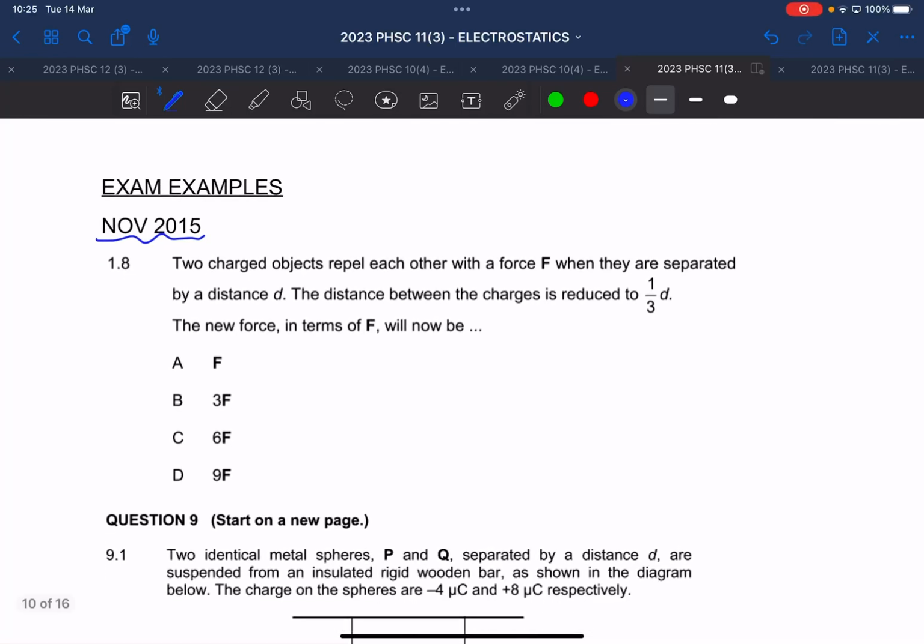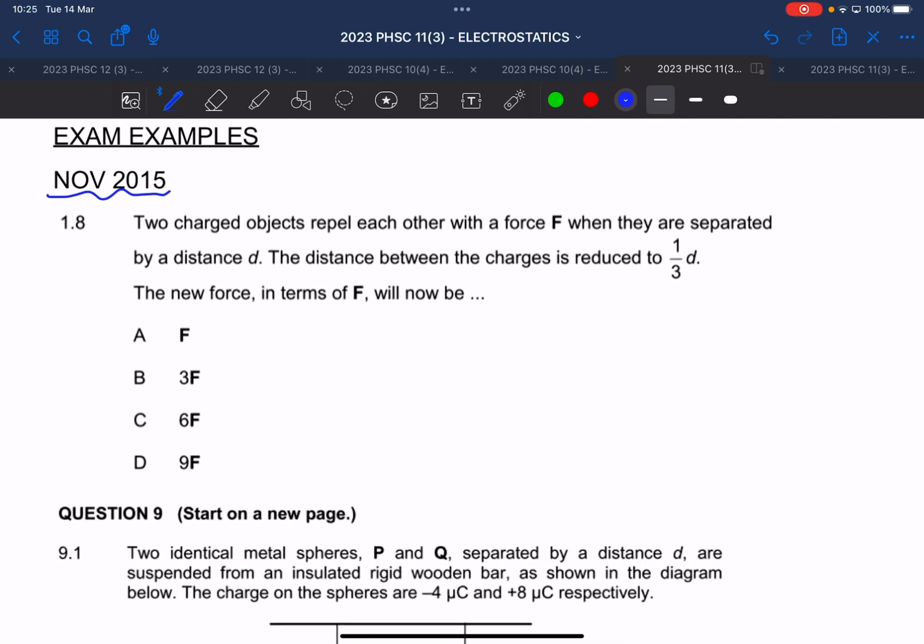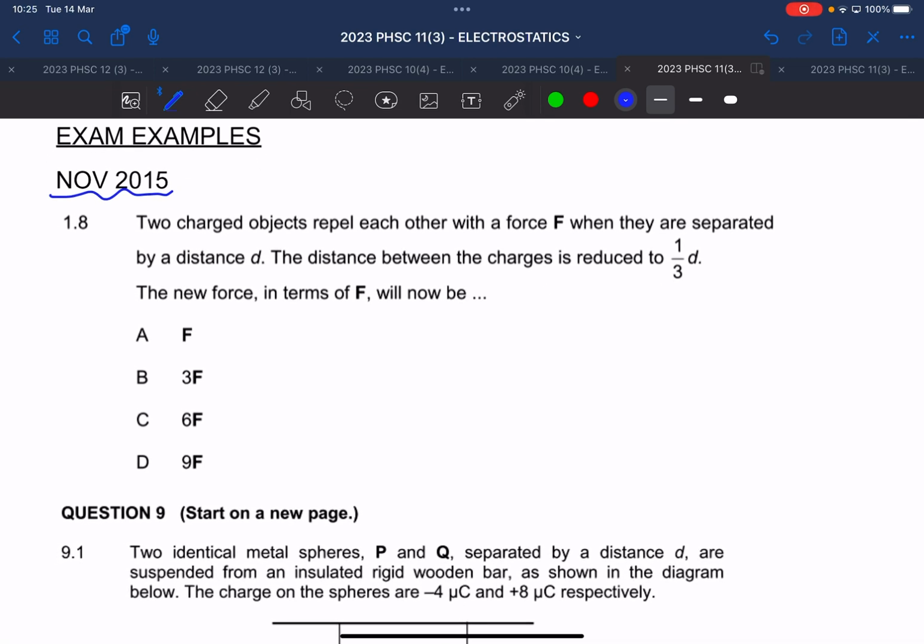So it says, two charged objects repel each other with a force F when they are separated a distance d. The distance between the charges is reduced to a third of d. The new force in terms of F will now be what?